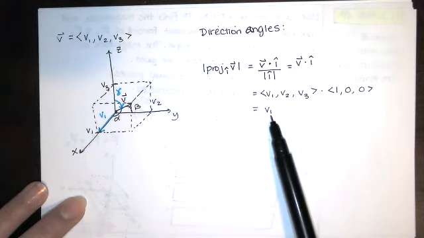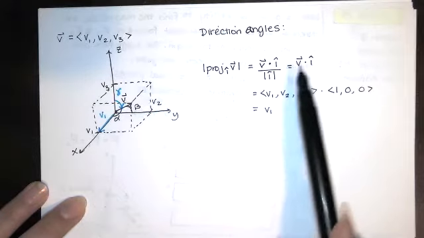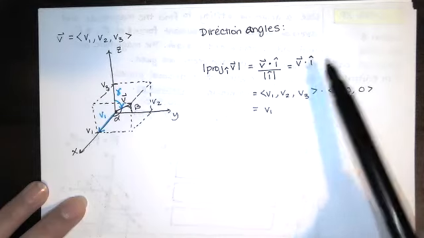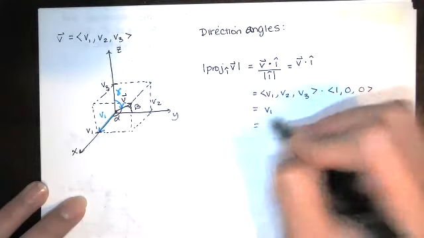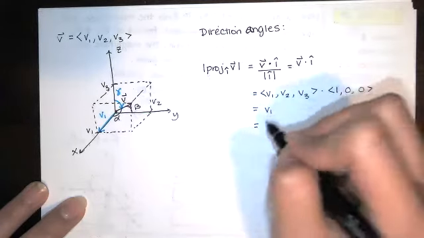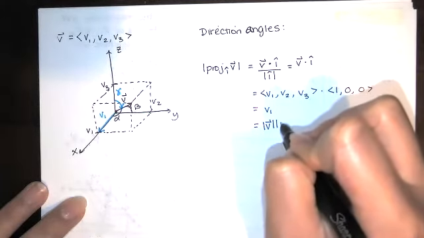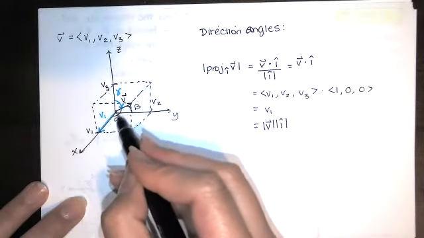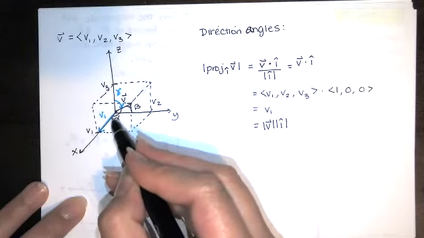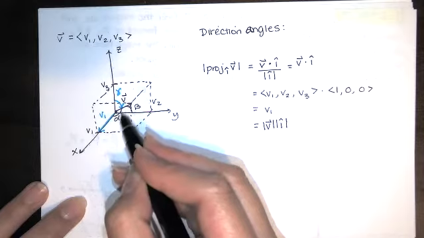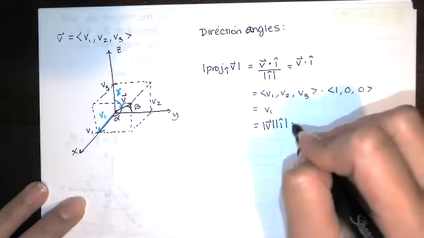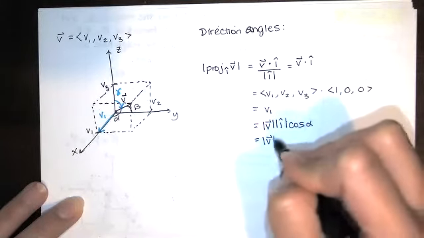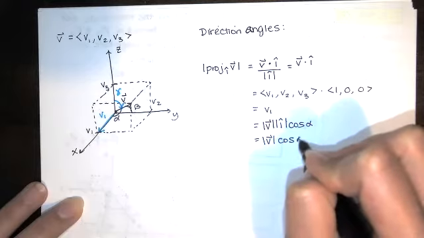We get v1. Now, this dot product of v with i hat can also be written a different way, because we know the geometric definition of the dot product. We can write it this way. The dot product of v with i hat is the length of the first vector times the length of the second vector times the cosine of the angle between them. If I'm labeling the angle between v and that projection, or between v and i hat, alpha, this is going to be the cosine of alpha. So I end up with v1 is equal to the length of v times the cosine of alpha.